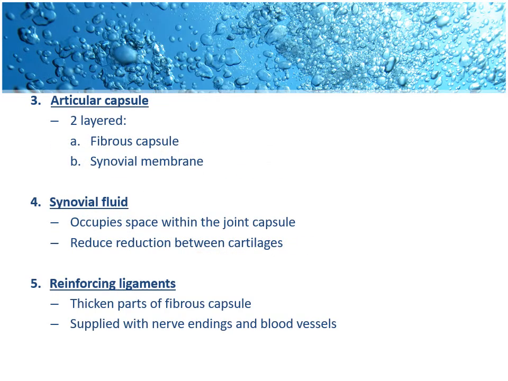Okay, and then it has articular capsule, 2-layered, fibrous and synovial. Synovial fluid yang inside the joint cavity tu, so function dia to reduce friction between cartilages. Kita tak nak ada geseran berlaku di antara dua cartilage ataupun di antara dua tulang tu. And then we have the ligaments outside of the joint. Okay, so the ligaments supplied with nerve endings and blood vessels.